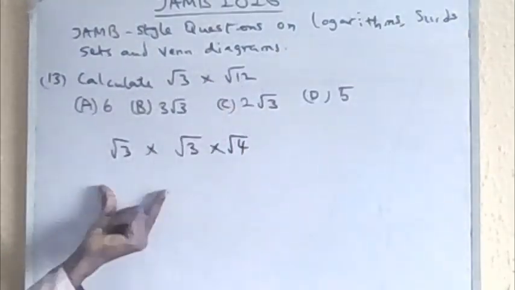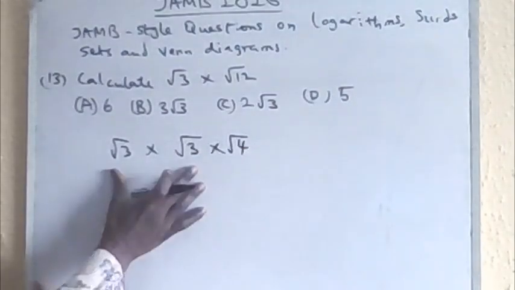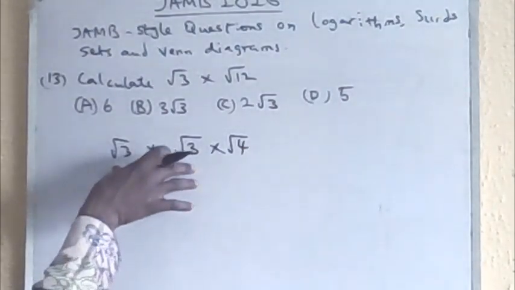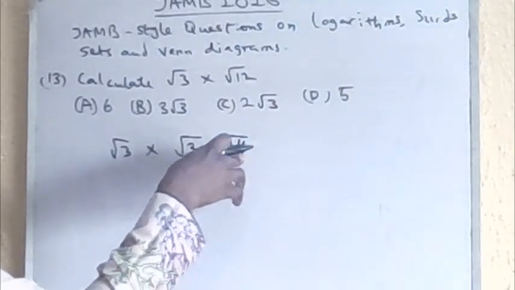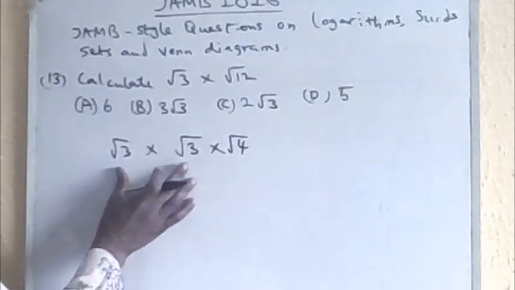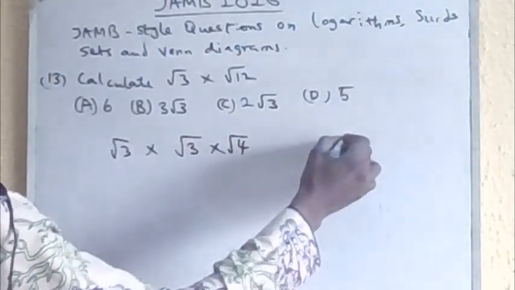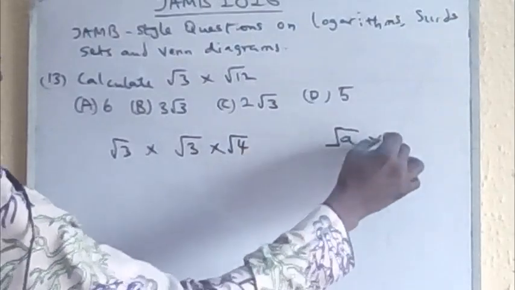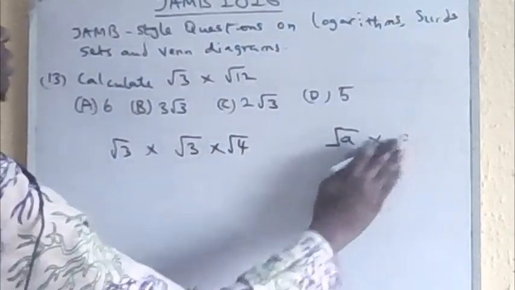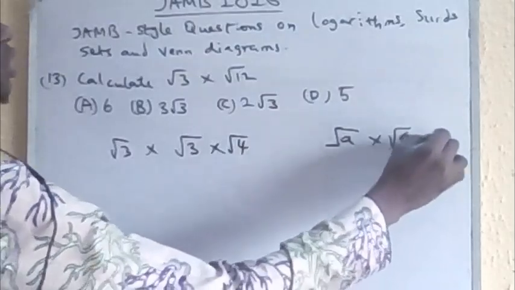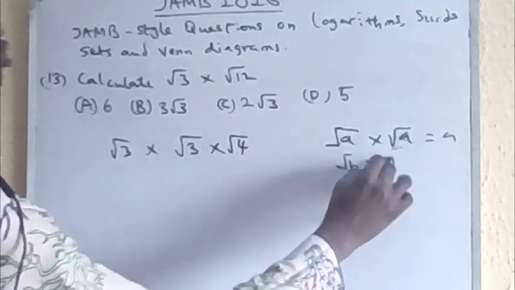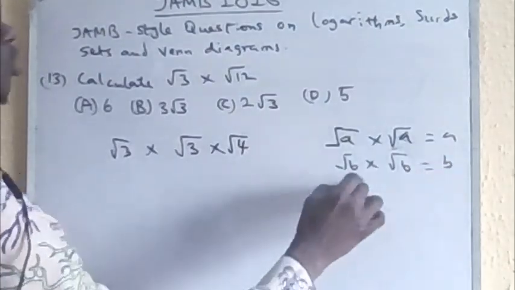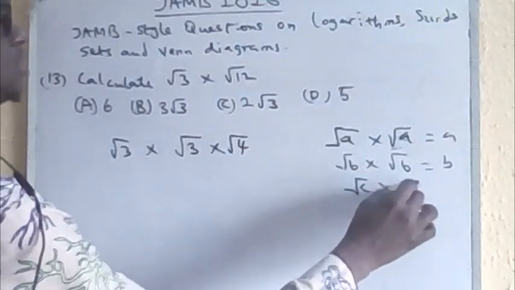So I have something like this. So these two can collapse to give me just 3. And this one, you can find the square root of this one to be 2. So I told you in the previous, I said root a times root a is equal to a. Root b times root b is equal to b. Root c times root c is equal to c. You get the point now.